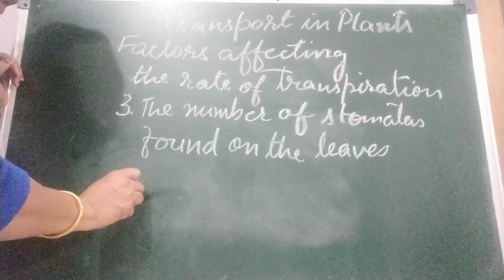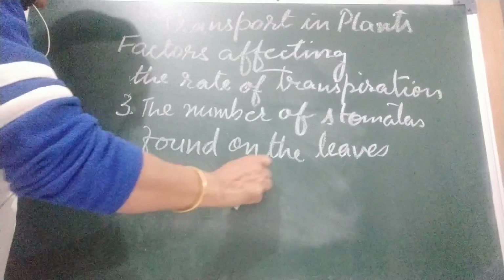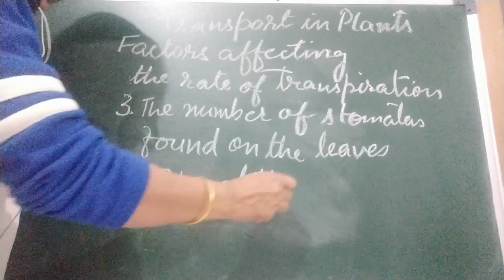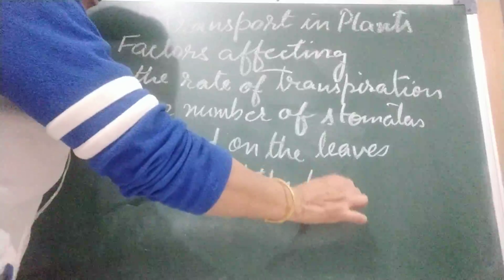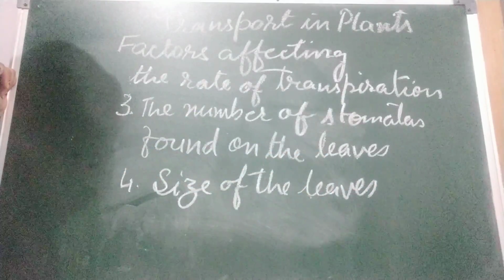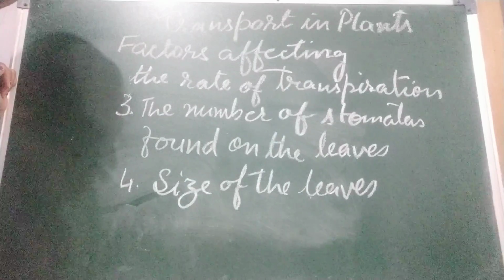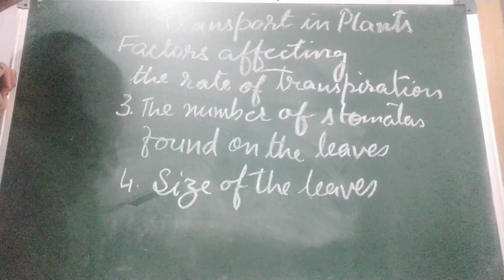Next is the size of the leaf. If the leaves are bigger, then more stomata would be there, and then the transpiration would be faster. So these are the factors we have discussed.